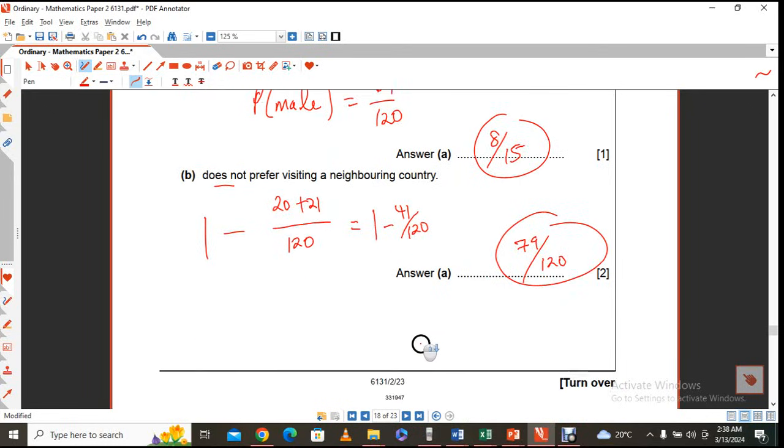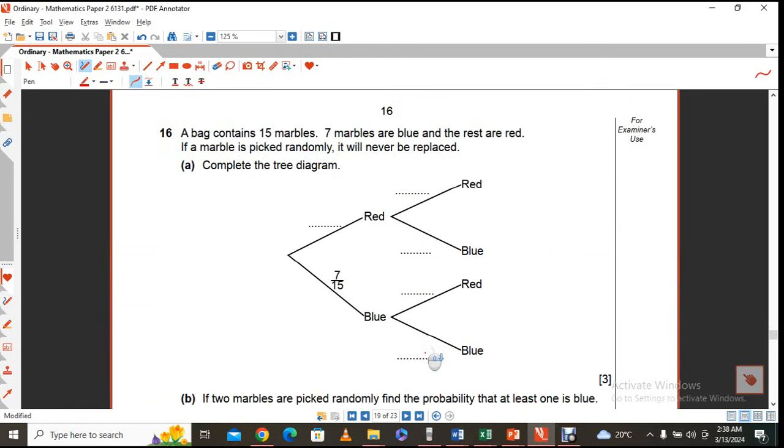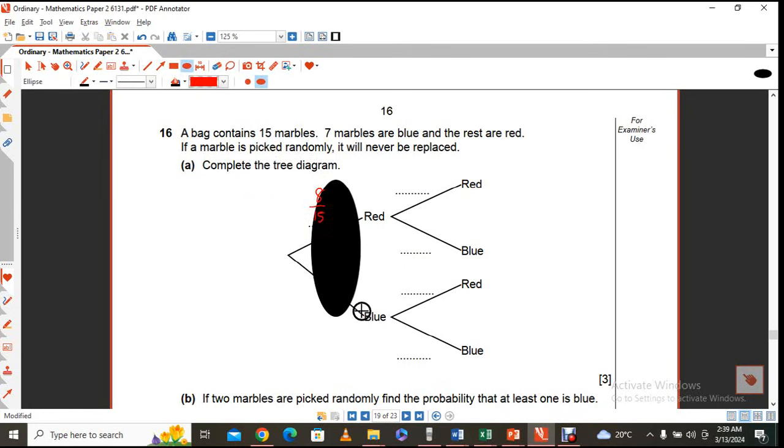Working with decimals can be a bit confusing. Question 16. We're very close to the end here. Question 16, you have a bag that contains 15 marbles, so 7 of them are blue, then 8 out of them must be red. Okay, because here is something that is worth knowing.